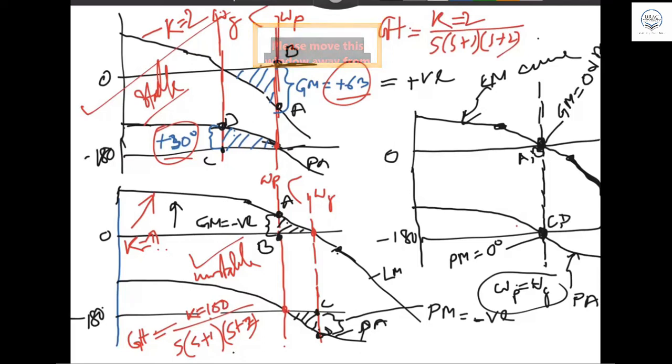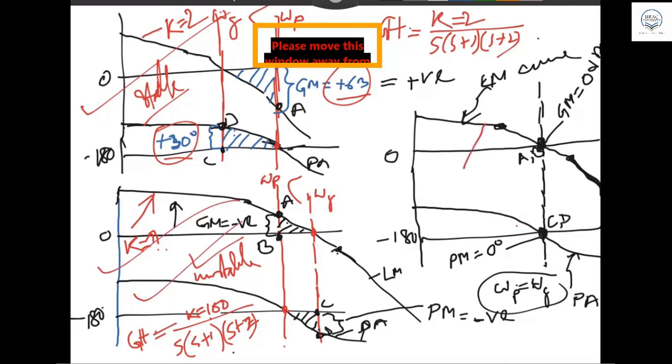More than 6. That's why it is unstable. So you told me the answer 7. 7 is also unstable, like 100 is unstable. So if you consider 7 or 100, whatever value, you will get a negative gain margin and negative phase margin. That means the system will be unstable.